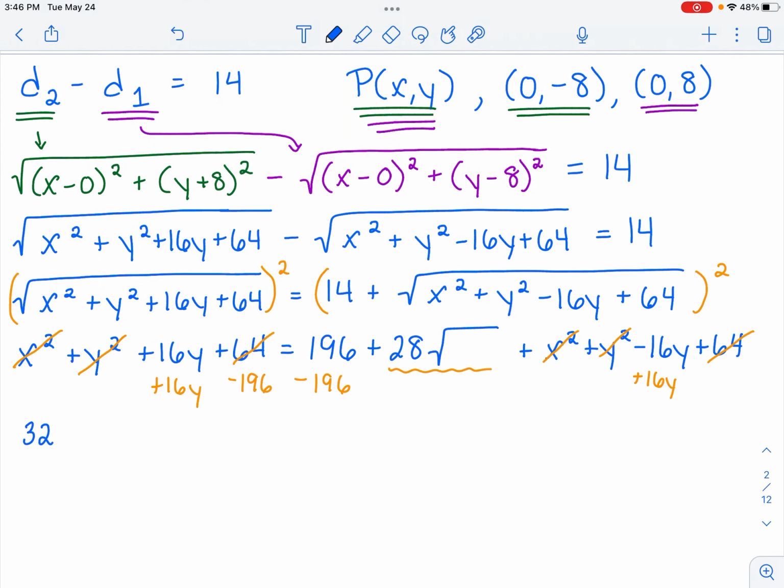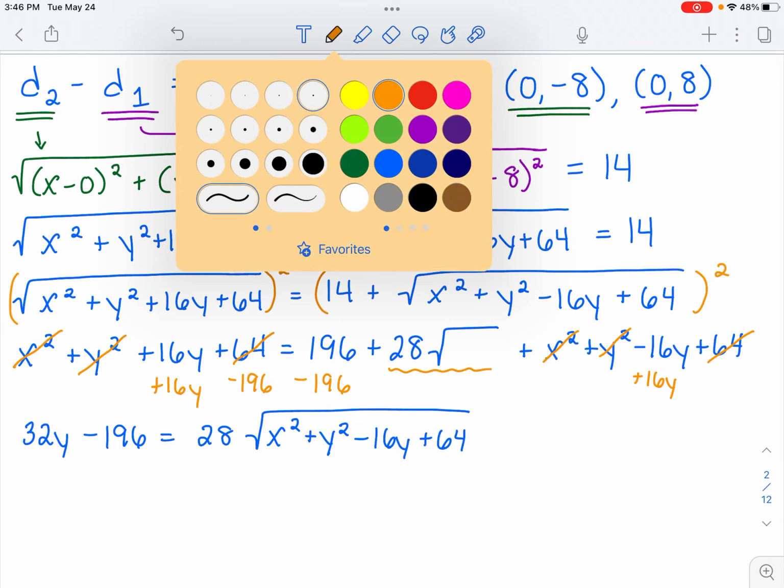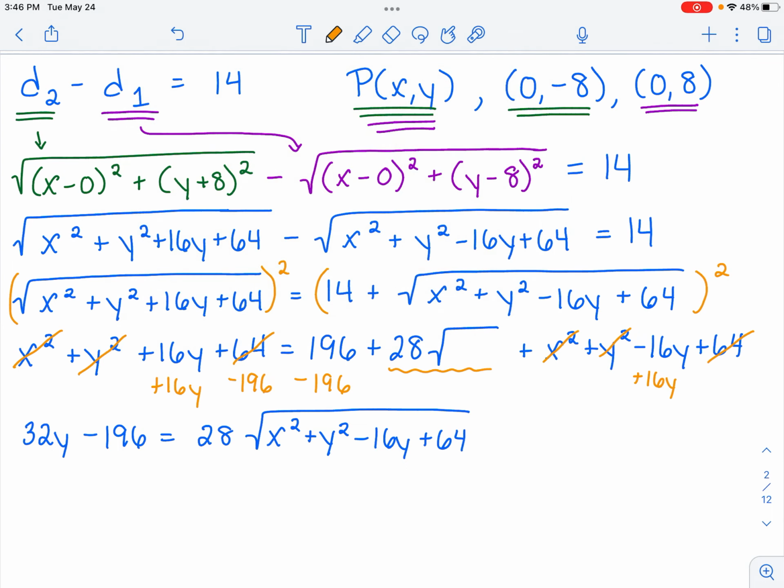I've got 32y minus 196 is equal to 28, and now I'm going to fill in the full square root. Inside the square root is x squared plus y squared minus 16y plus 64. Now, there is a common factor of, I believe, 4 here, but I'm not going to divide it out at this point. I'm just going to dive right in and square both sides again. Oops, wrong color. So I want to square this and square this.